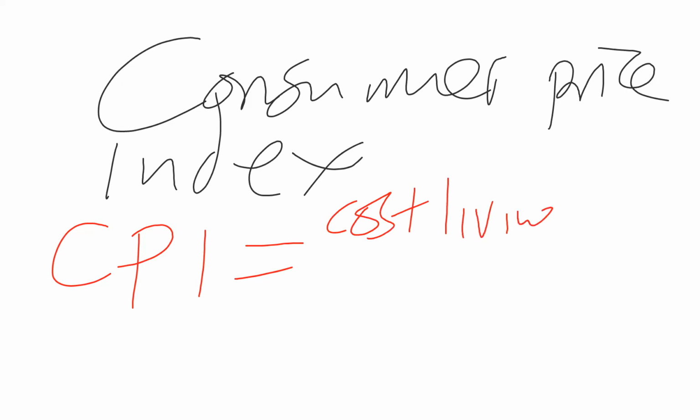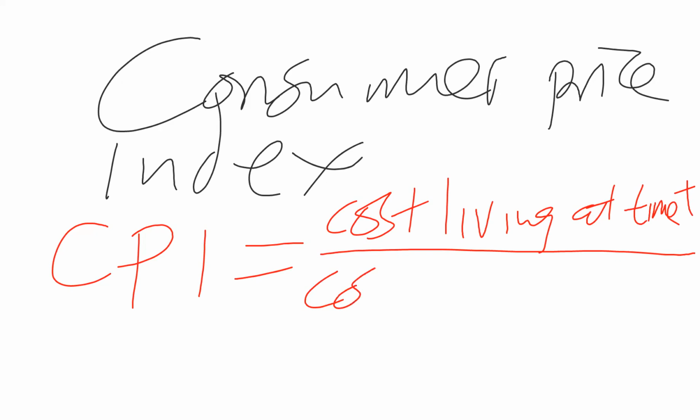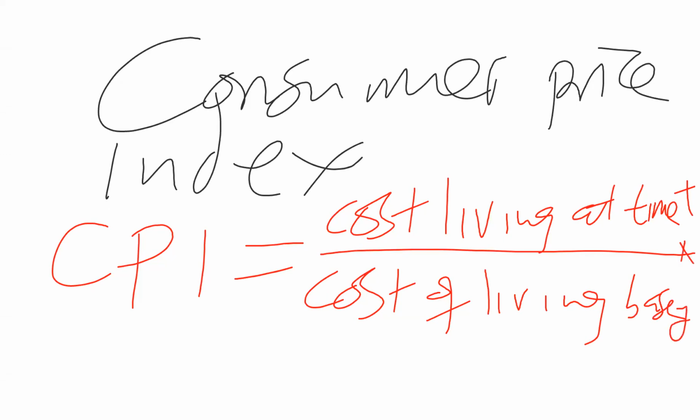the cost of living in the current year, of course, at time t. Let's call this time t the current year, divided by the cost of living, or the cost of the basket at time t minus 1, or the base year, multiplied by 100. Did you get that?